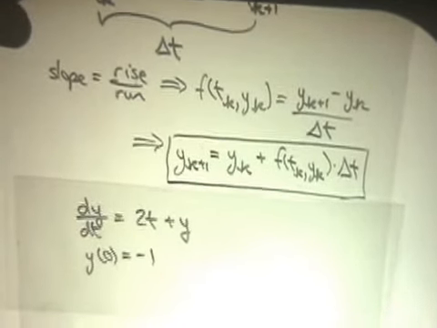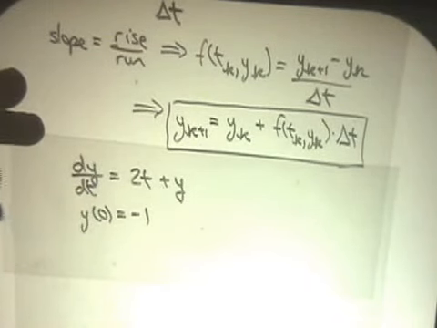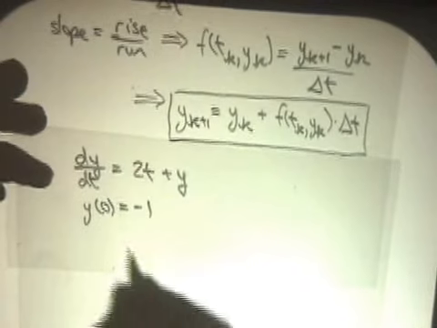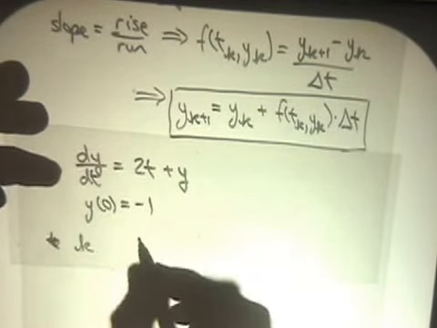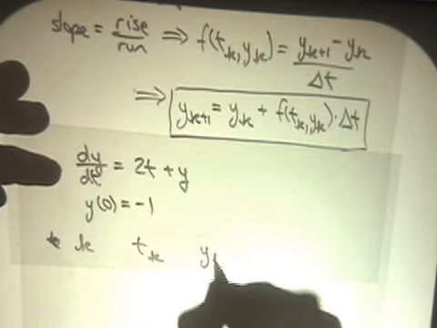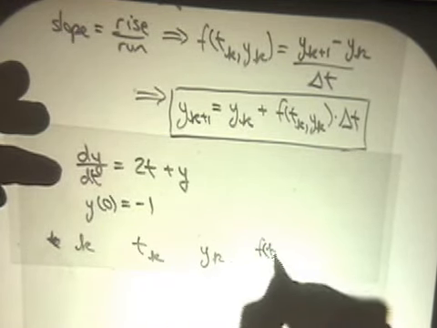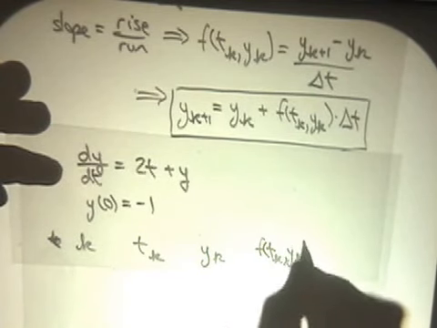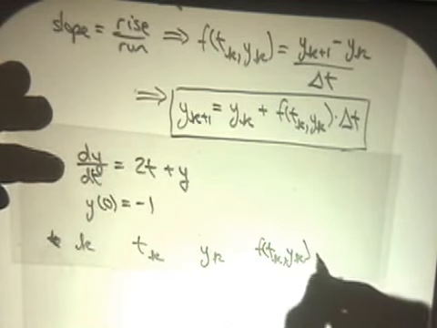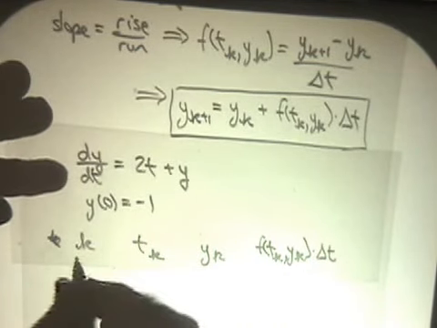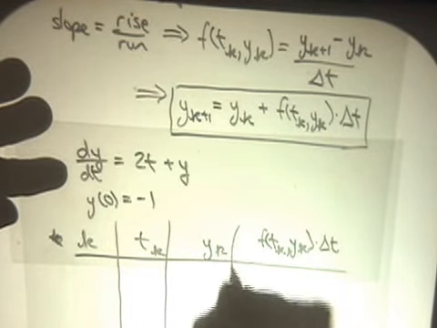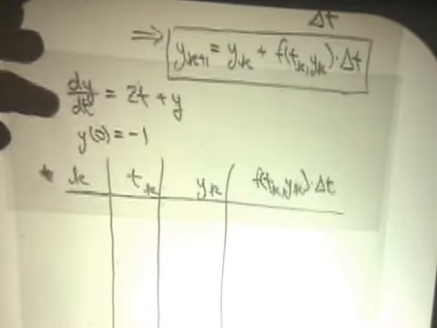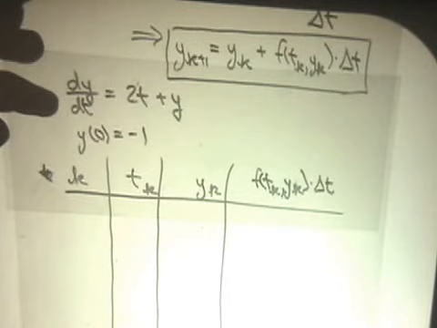Remember, it applies to initial value problems. In this case, dy/dt equals 2t plus y, and y of 0 equals negative 1. I will do like our book does and make a table. Label the first column with k, the second column with t sub k, the third with y sub k, and the fourth with really the change in y, the slope times the change in t.